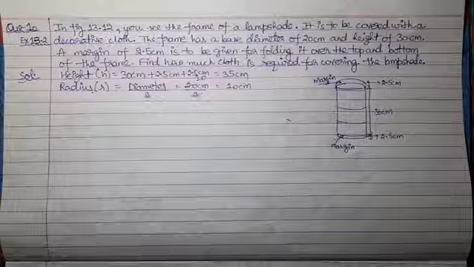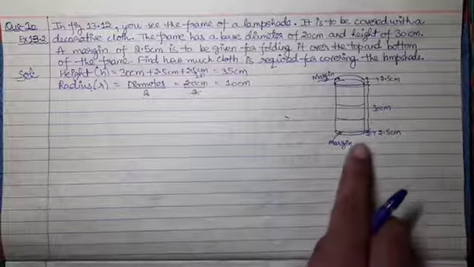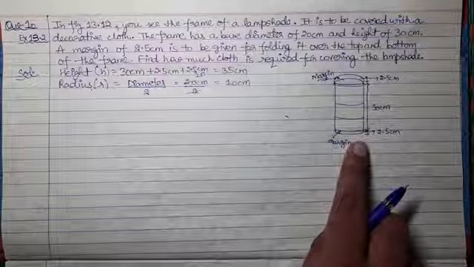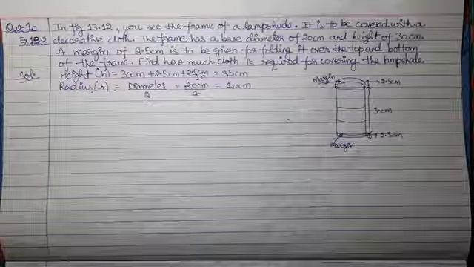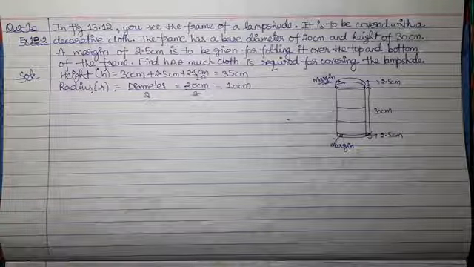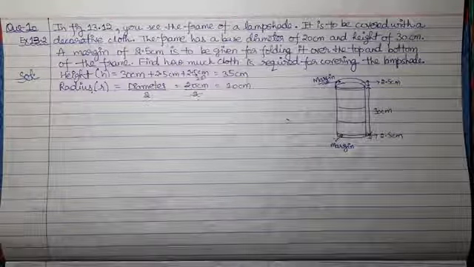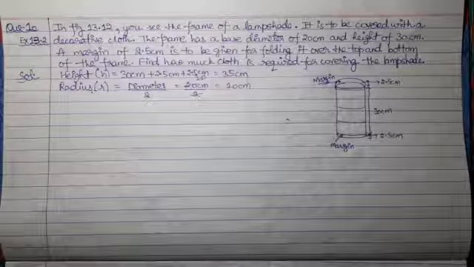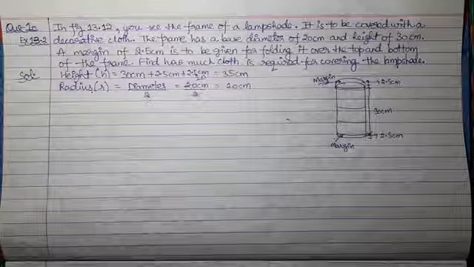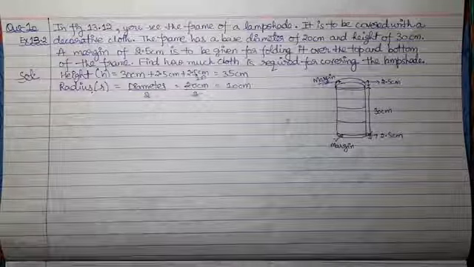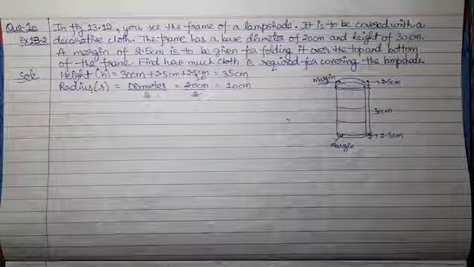Exercise 13.2, question number 10. In the figure 13.12, you see the frame of a lamp shade. It is to be covered with a decorative cloth. The frame has a base diameter of 20 cm and height of 30 cm. A margin of 2.5 cm is to be given for folding it over the top and bottom of the frame. Find how much cloth is required for covering the lampshade.